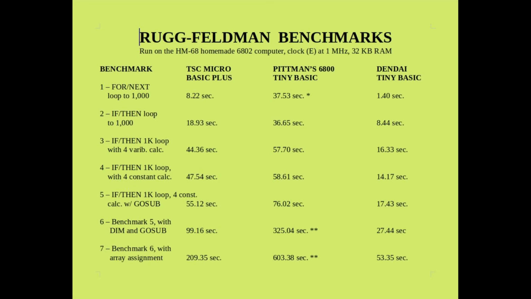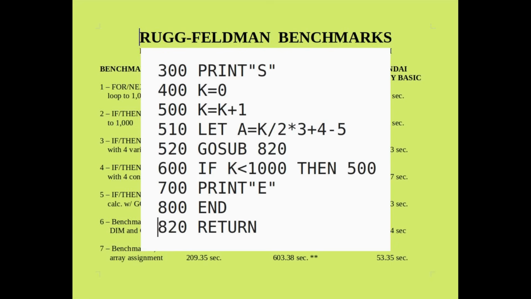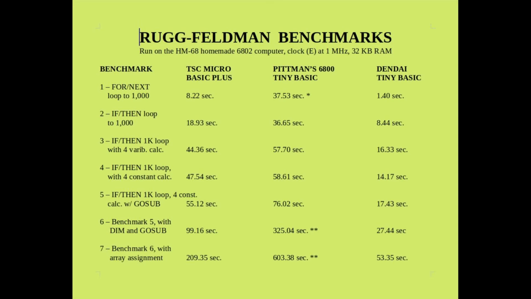Looking at something that all 3 of the languages could do that was stressful would have been benchmark 5. An IF-THEN loop 1,000 times around with 4 constants doing a calculation and with a little GOSUB in there. MicroBASIC Plus, a little faster than Pittman's, by 20 seconds, so quite a bit. But Dendai could run the same benchmark in about 17.5 seconds. I mean, that is quite significant.